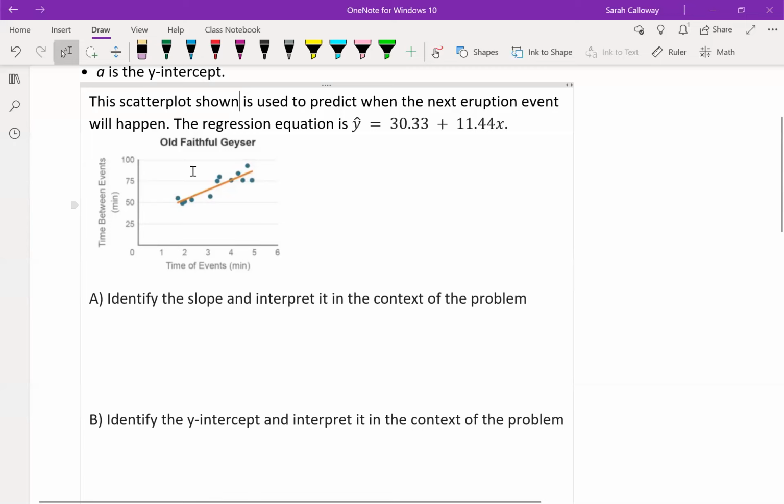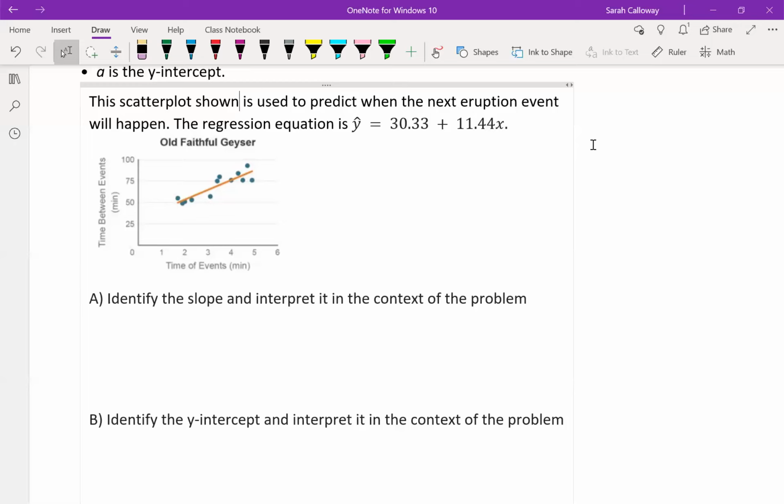And so they inputted the data into something and got the equation y hat equals 30.33 plus 11.44x. And so what we're going to go through first is just identifying the slope and the y-intercept and interpreting that in the context of the problem. So looking at what that means in terms of the geyser.